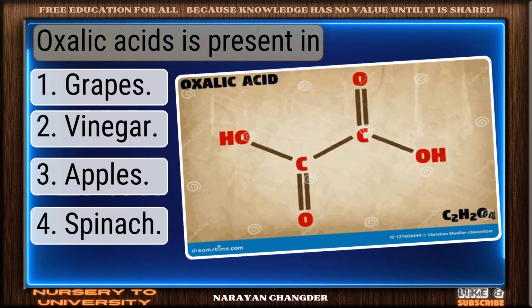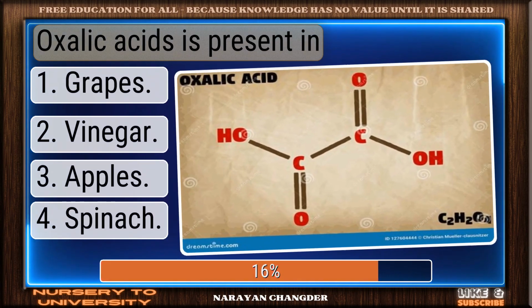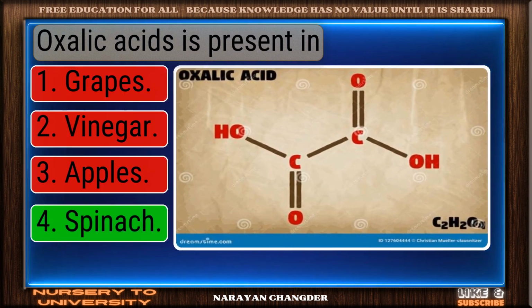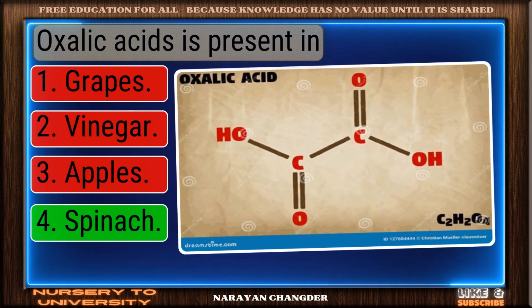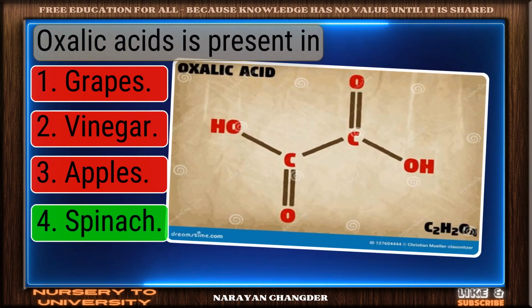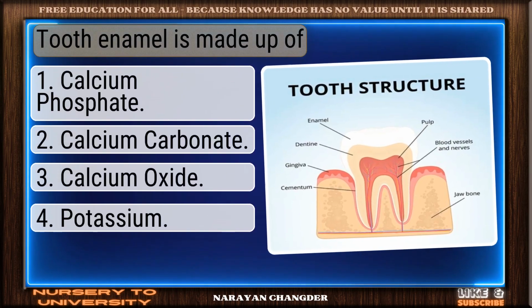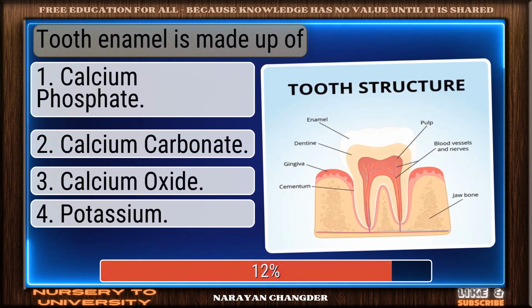Question number 190. Oxalic acid is present in. Great thinking. Spinach is the right choice. Question number 191. Tooth enamel is made up of.